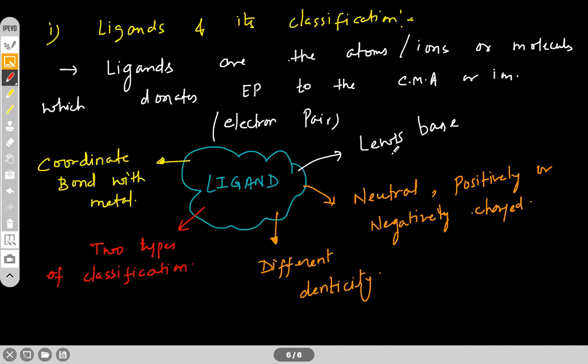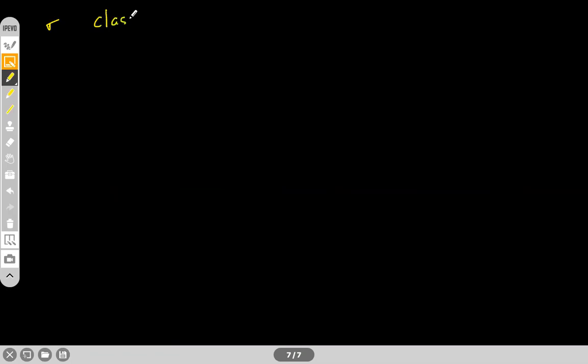So this is the Lewis base we have done. Write down one note: the central metal atom CMA accepts a pair of electrons from the ligand and hence behaves as a Lewis acid. Finish. Now, for the classification of ligands, we have two types. One is classification based on charge. All these things I'm discussing here are for ligands only.